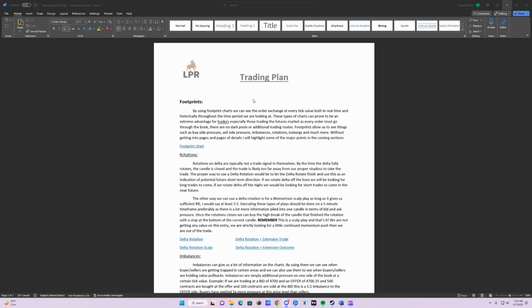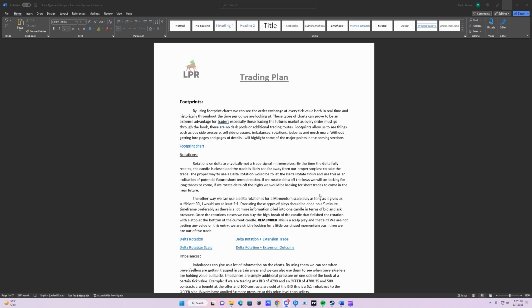So we're going to start here with the LPR trading plan, and we'll talk about footprints. By using footprint charts, we can see orders exchanged at every single tick value, both in real time and historical throughout the period of time that we're looking at. These types of charts can prove to be an extreme advantage for traders, especially those trading futures, as every order must go through the book. There are no dark pools or additional trade routing in futures. Footprints allow us to see things such as buy-side pressure, sell-side pressure, imbalances, rotations, icebergs, and much more.